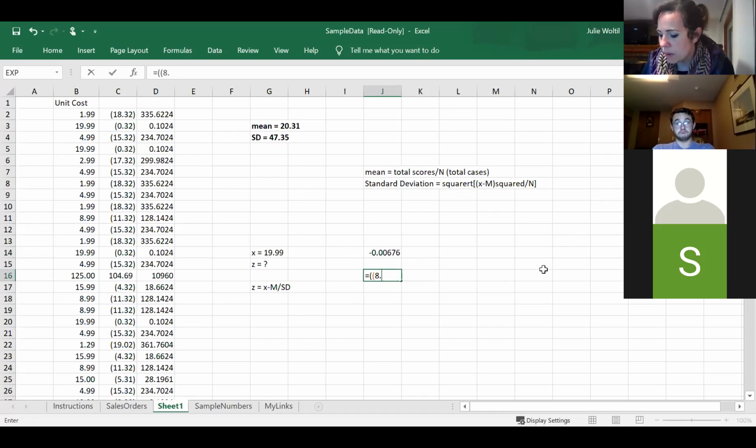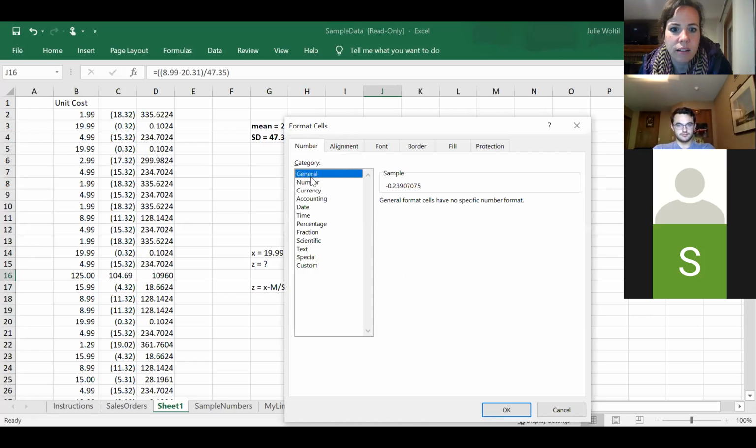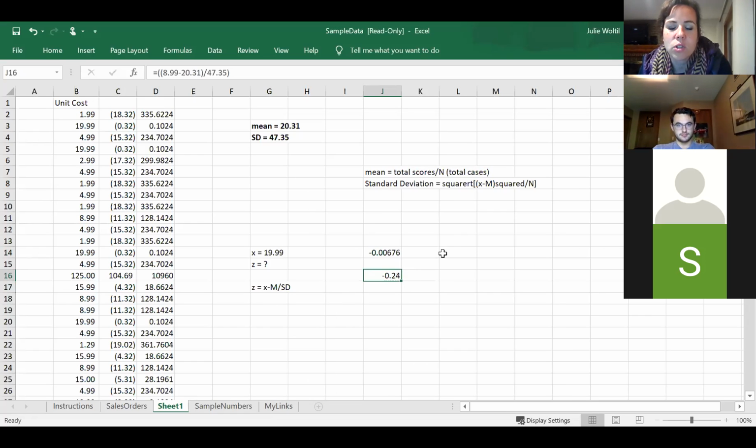So $8.99 is my X. What do I do next? Minus the mean, which is 20.31. Then divided by the standard deviation, which is 47.35. Let's see what we get. Negative 0.19, let's fix these silly numbers here. Negative 0.24. Okay, what does that tell us?